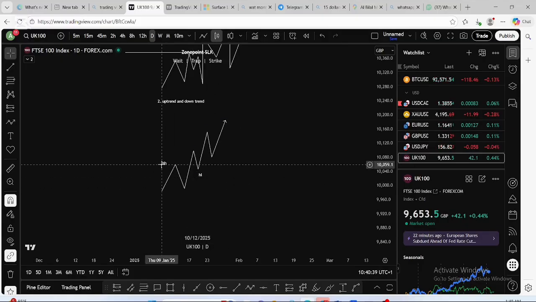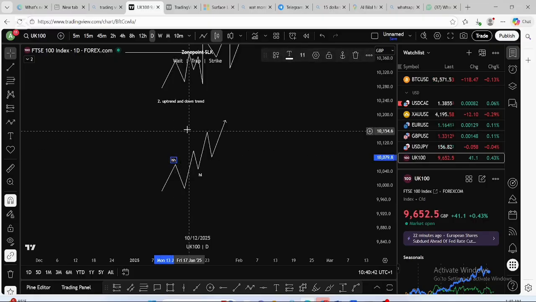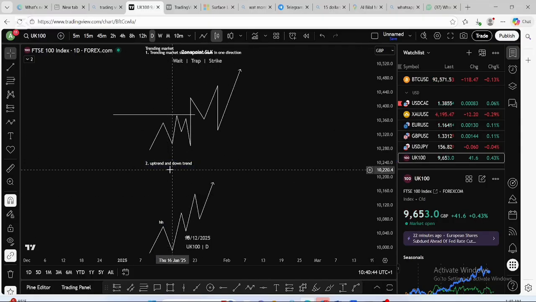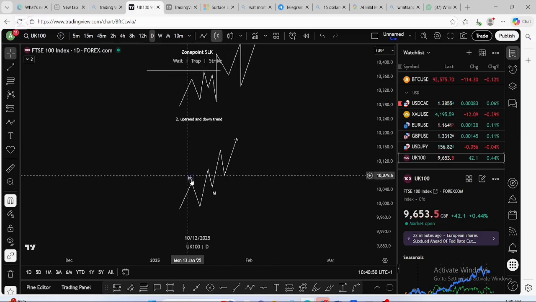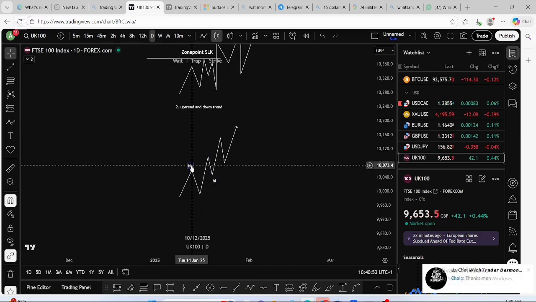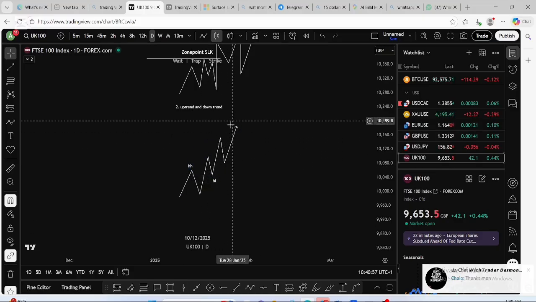So I said in a trending market, market gives you two things: a clear uptrend and a clear downtrend. And in an uptrend, we have two major things: higher high and higher low. That's how markets move, from higher high, higher low, higher high, higher low.